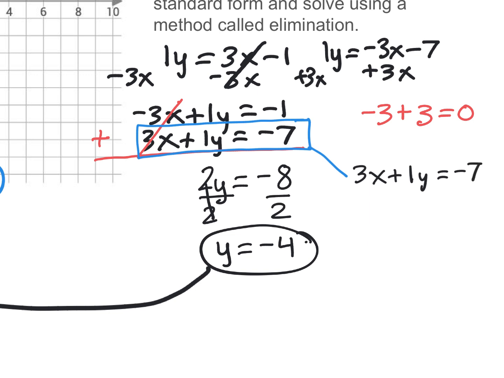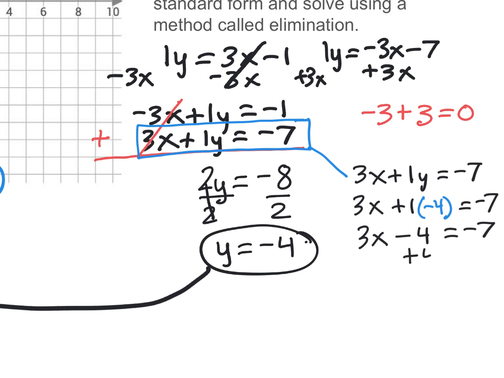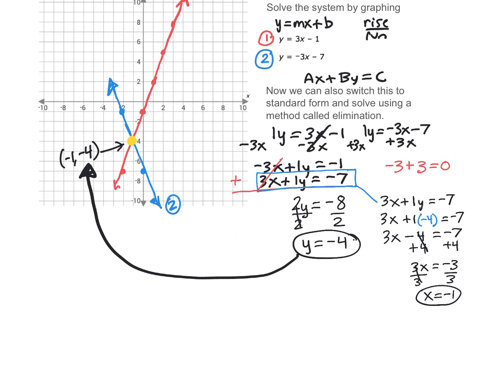and I'm going to replace my y with a -4. So I'll have 3x plus 1 times -4 equals -7. And this is that plugging in for variables that we're very familiar with. It's like checking, and we'd have 3x minus 4 equals -7. You should see, oh, I have a two-step equation, so I'm going to add 4 to both sides. And I'll have 3x equals -3. Divide by 3 on both sides, and I have x equals -1, which better match what I got, and yes, it did.